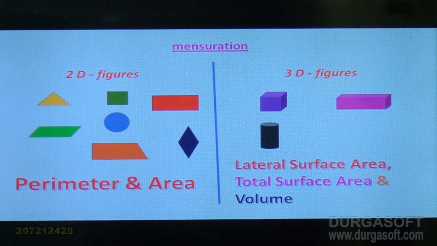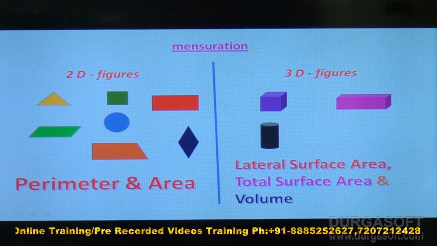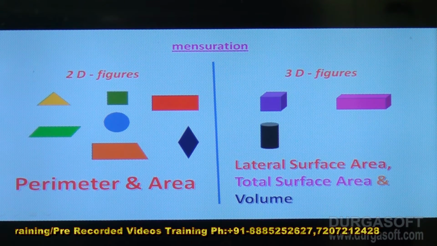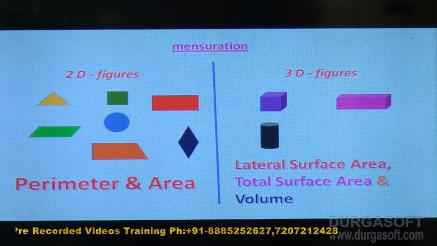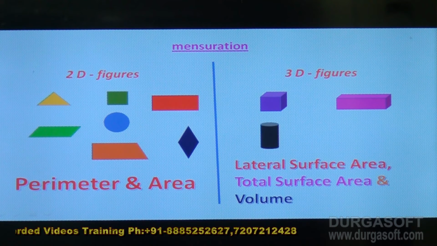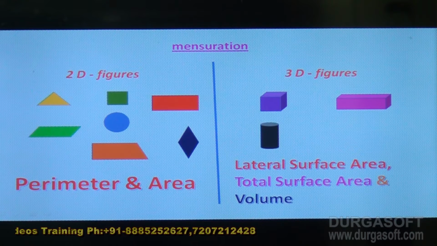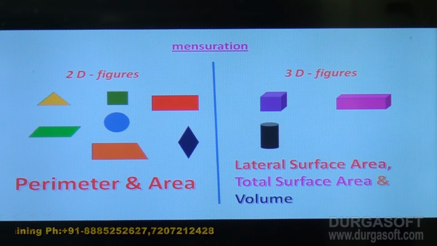And in a 3D figure we have to remember we are finding the lateral surface area of that particular figure, the total surface area and the volume. So when we are dealing with 2D figures, we are just finding the perimeter of a 2D figure and its area. And coming to 3D figures, we are finding lateral surface area, total surface area and the volume. So now let's see individually what the figures are and how we can go with them.